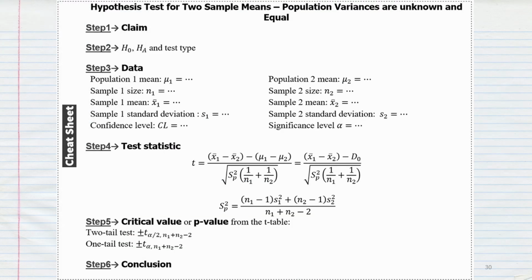Let's move to hypothesis test for two sample means. Population variances are unknown and equal. Pause the video for a few moments and have a look at it. Basically, all the steps are similar to the previous case, except for the test statistic that uses the t-distribution and a different formula for the test statistic.